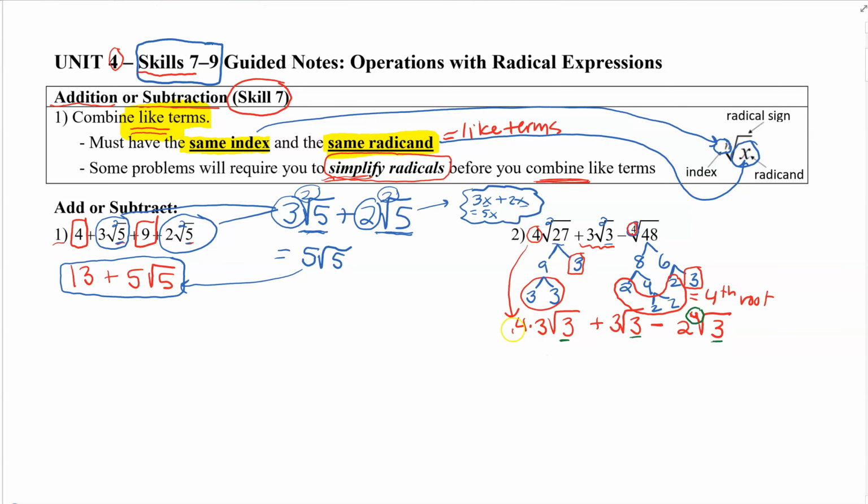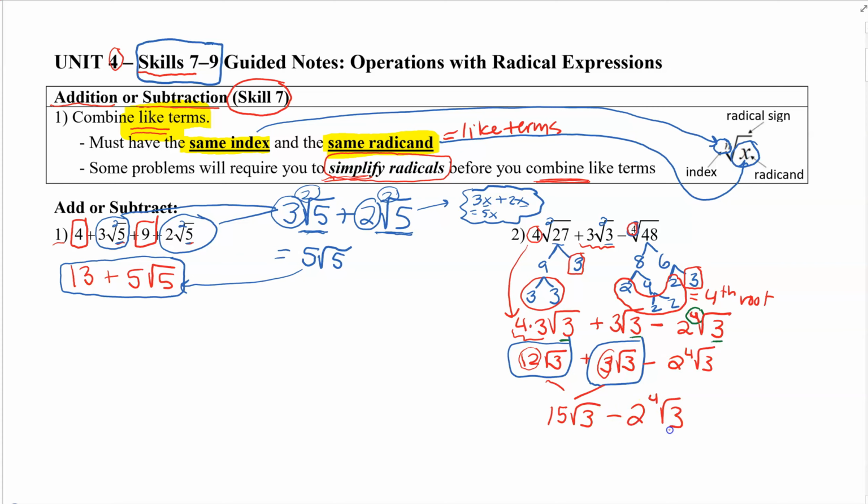And then let's finish simplifying this one here because I need to multiply 4 and 3. So that's 12 times the square root of 3 plus 3 times the square root of 3 minus 2 times the fourth root of 3. I can combine the square roots of 3 because their indexes and their radicands match. And so when I do that, that becomes 15 times the square root of 3 because I add the numbers in front, right? 12 plus 3. And then that's going to subtract 2 times the fourth root of 3. And that's as simplified as the answer can get.